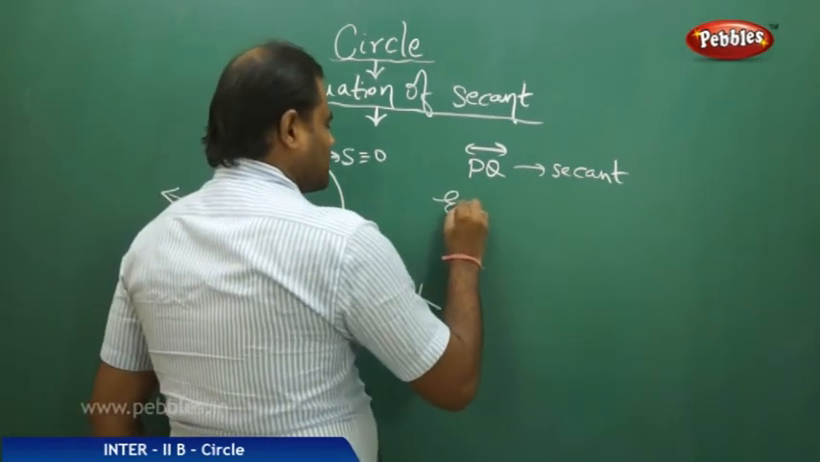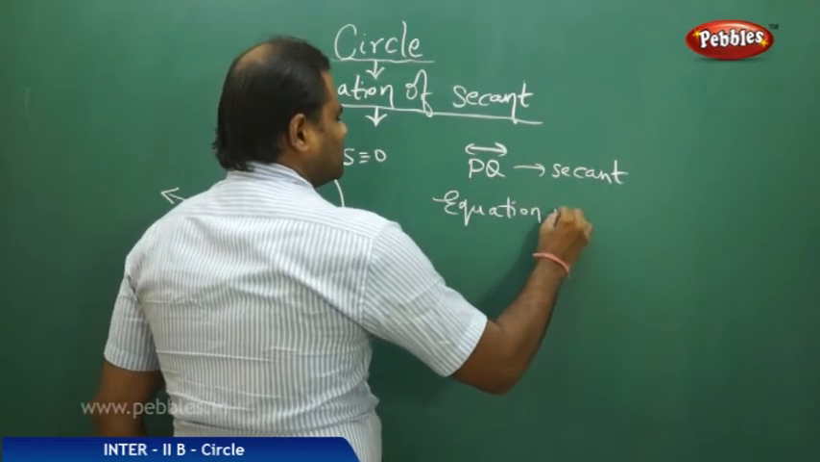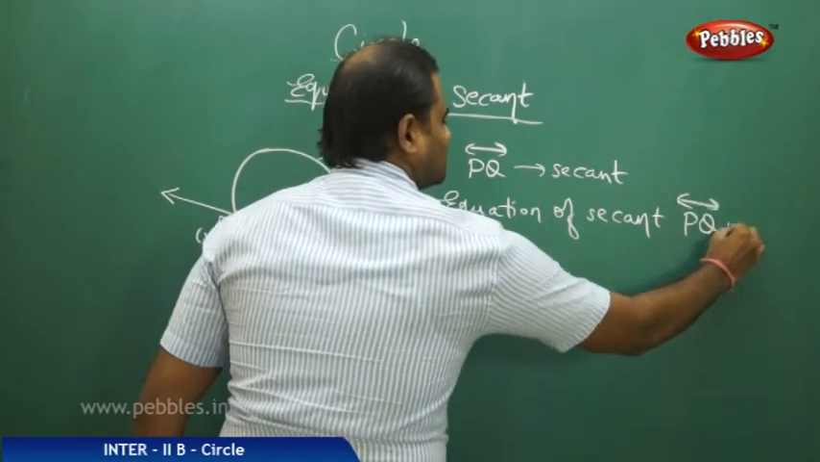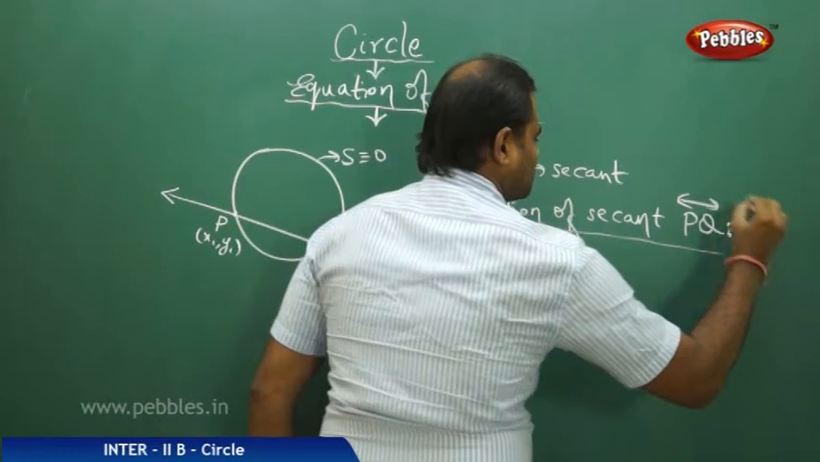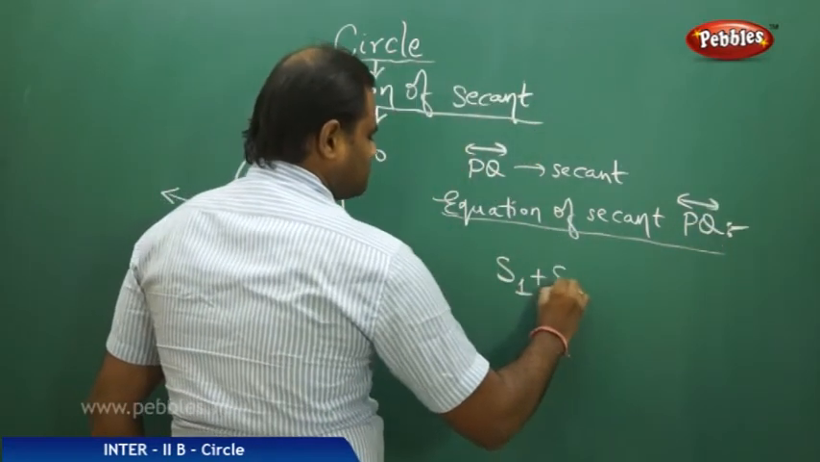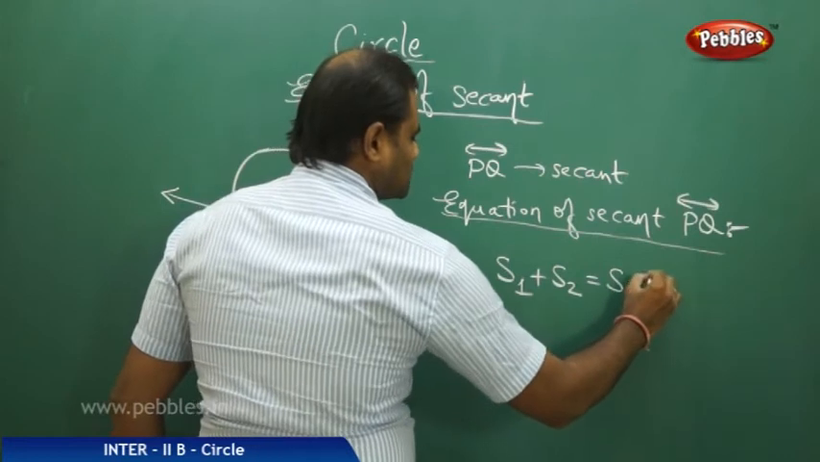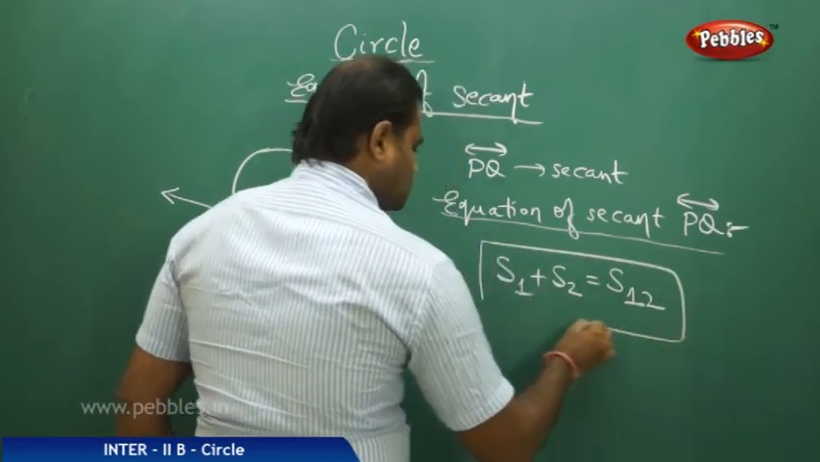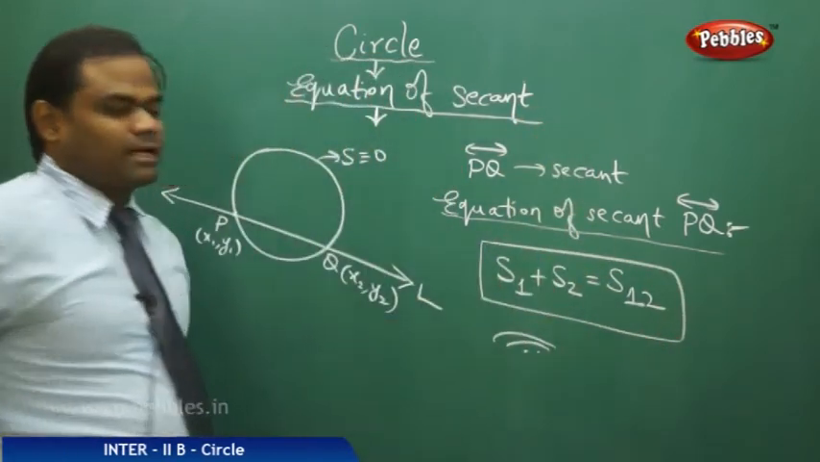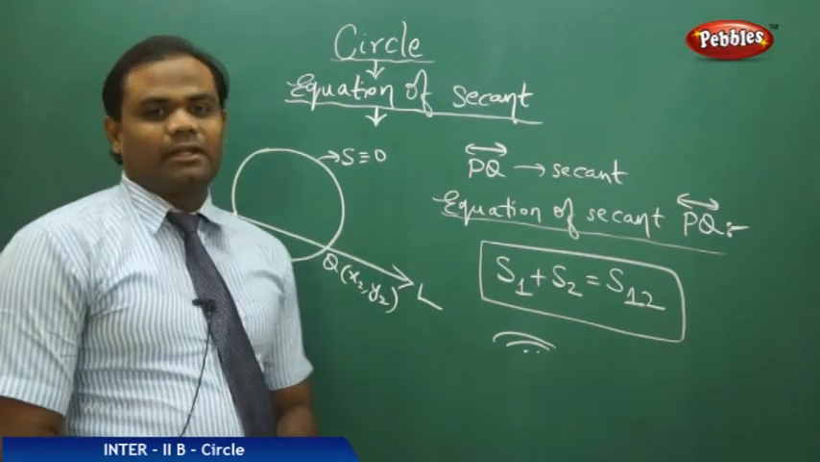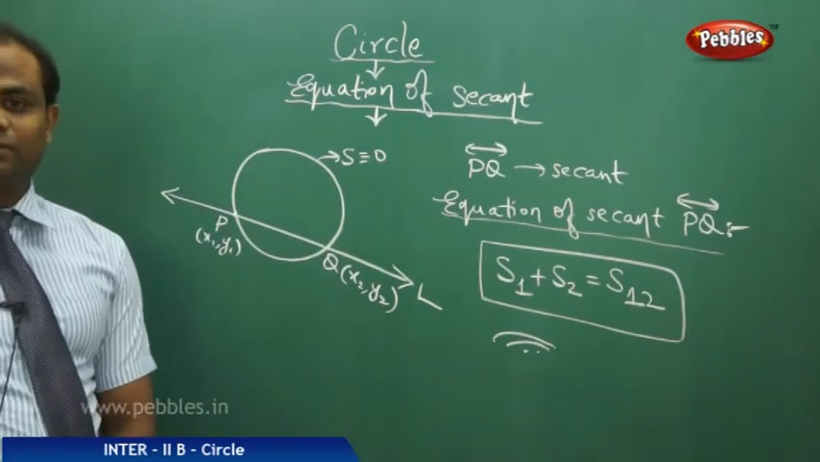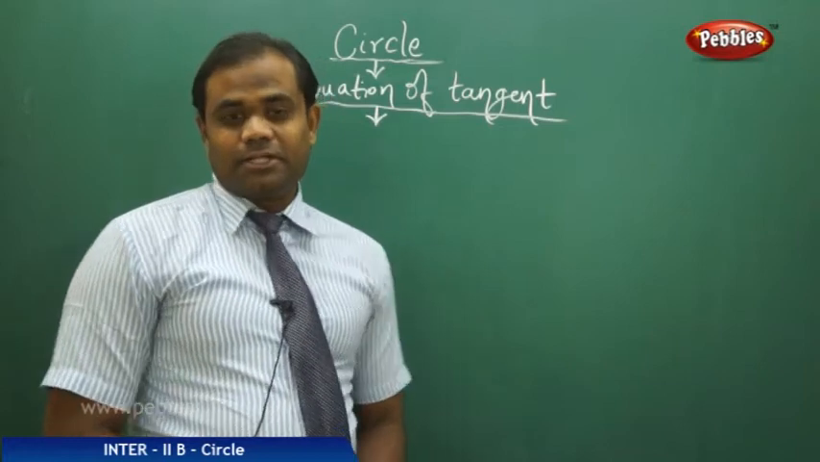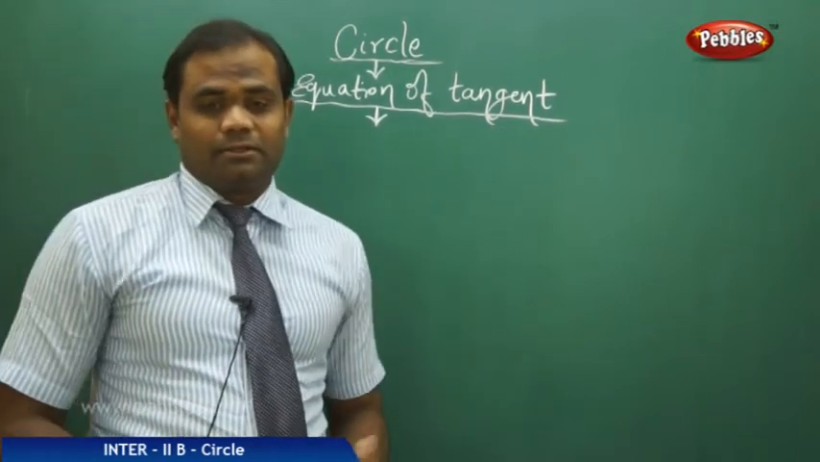Therefore, the formula for the equation of secant PQ is given by S1 plus S2 equals S12. This is how we understand the equation of secant for the circle S equals 0. Now that we have defined the equation of secant, we will derive the equation of tangent in a similar manner.